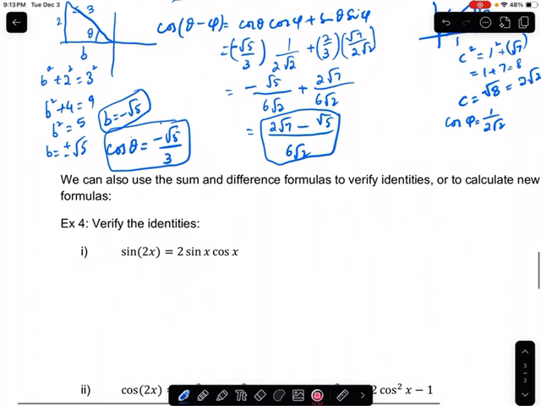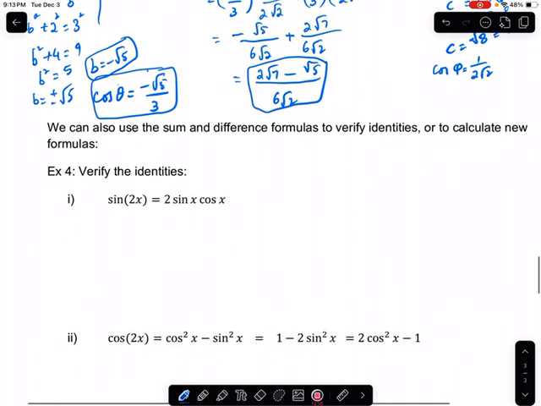Okay, now we are going to learn some more formulas here. So we are calling these identities, but both of these are special kinds of formulas here. Okay, so first we have to verify that the left hand side is equal to the right hand side. So how can we do that?